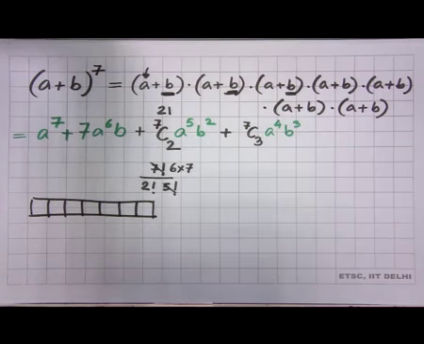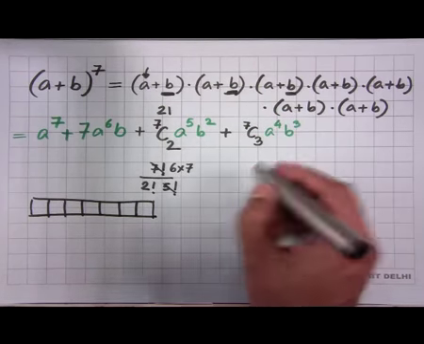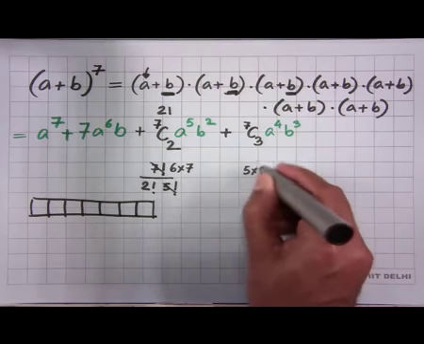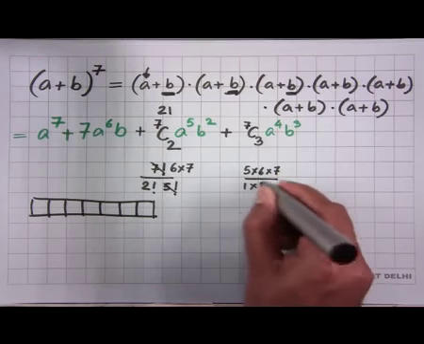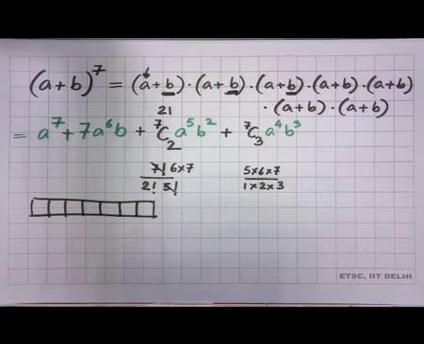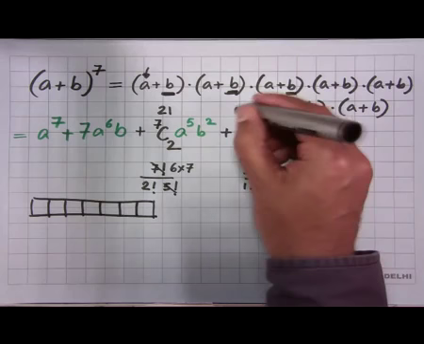And what is 7C3? 7C3 is 5 into 6 into 7 by 1 into 2 into 3, and that gives me 35.